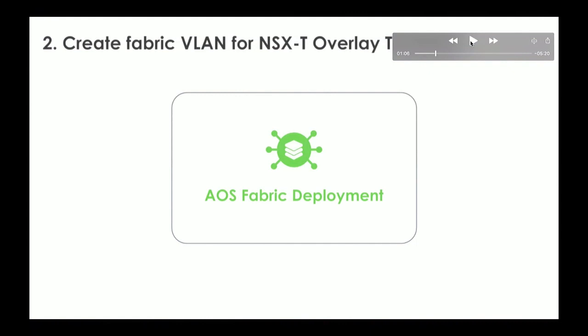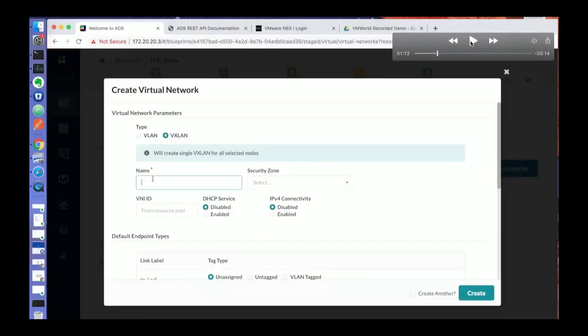Once my fabric has been properly configured, it's time for me to create the fabric VLAN that is going to be used for my NSX-T overlay transport traffic. Doing that in AOS requires creating a new virtual network. This is not an overlay server-to-server network. This is an underlay leaf-to-leaf network. I can choose the type of network, VLAN or VXLAN. Using VXLAN means that I'm leveraging BGP EVPN technology in the fabric to extend an L2 or L3 virtual network across different racks.